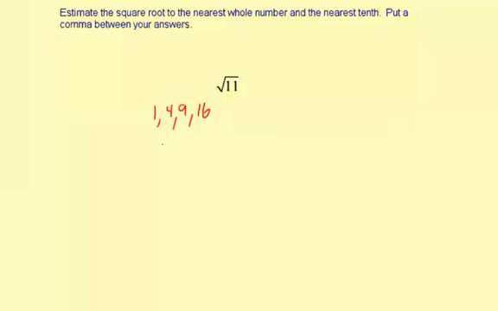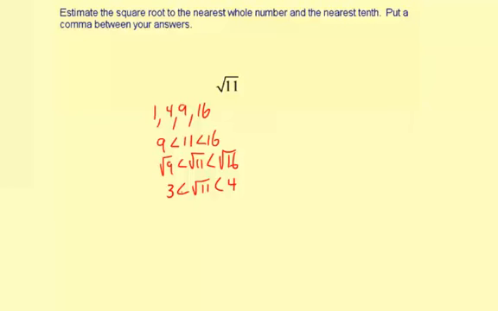So what we can say is that 9 is less than 11, which is less than 16, and that means the square root of 9 is less than the square root of 11, which is less than the square root of 16. So simplifying, square root of 9 is 3, because 3 times 3 is 9, so we'll put 3 here, less than square root of 11, less than square root of 16, which is 4, because 4 times 4 is 16. So by doing this, we can see the square root of 11 is between 3 and 4.